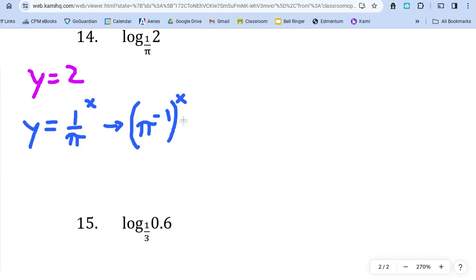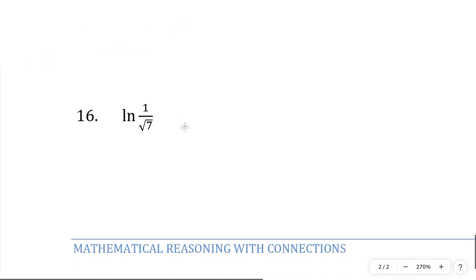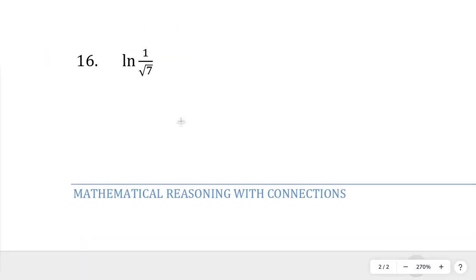Is that a good place to stop? I feel like it is, although this one looks really nice. Should I do one more? Yeah. Only have 3 minutes?